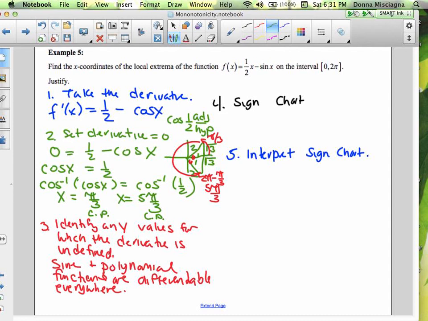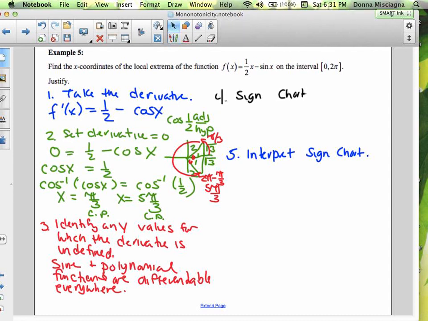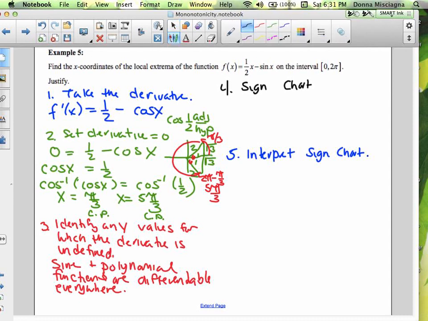On our sign chart, remember they go from least to greatest. So we have pi thirds and 5 pi thirds, and that's where the derivative is 0. We need to evaluate on either side of those points. A good choice would be 0. Another good choice between these two would be pi halves, and then finally 2 pi. All within our interval.